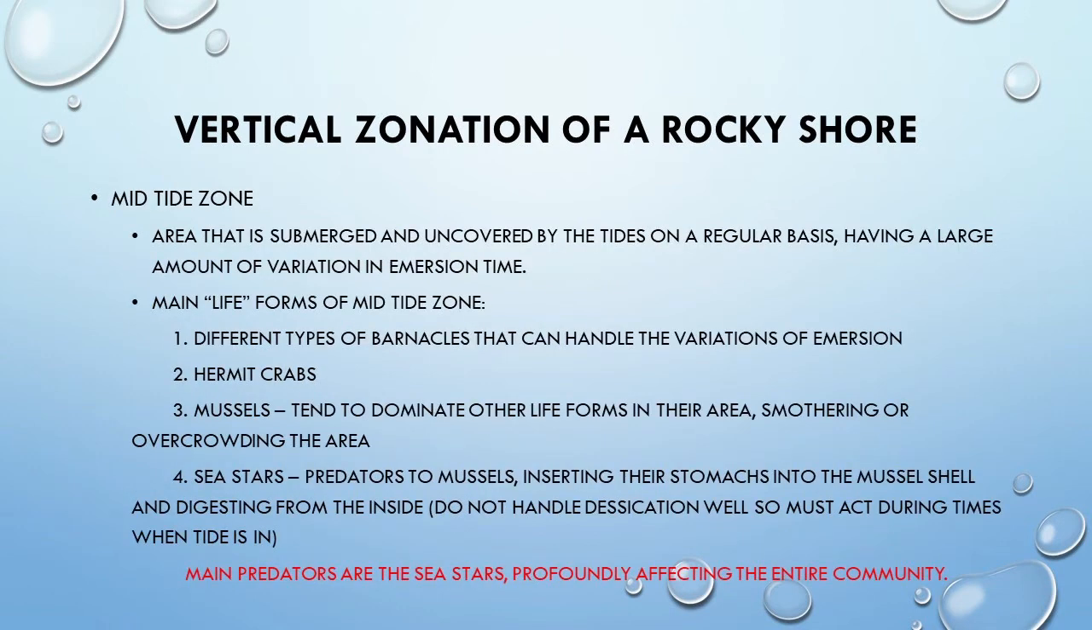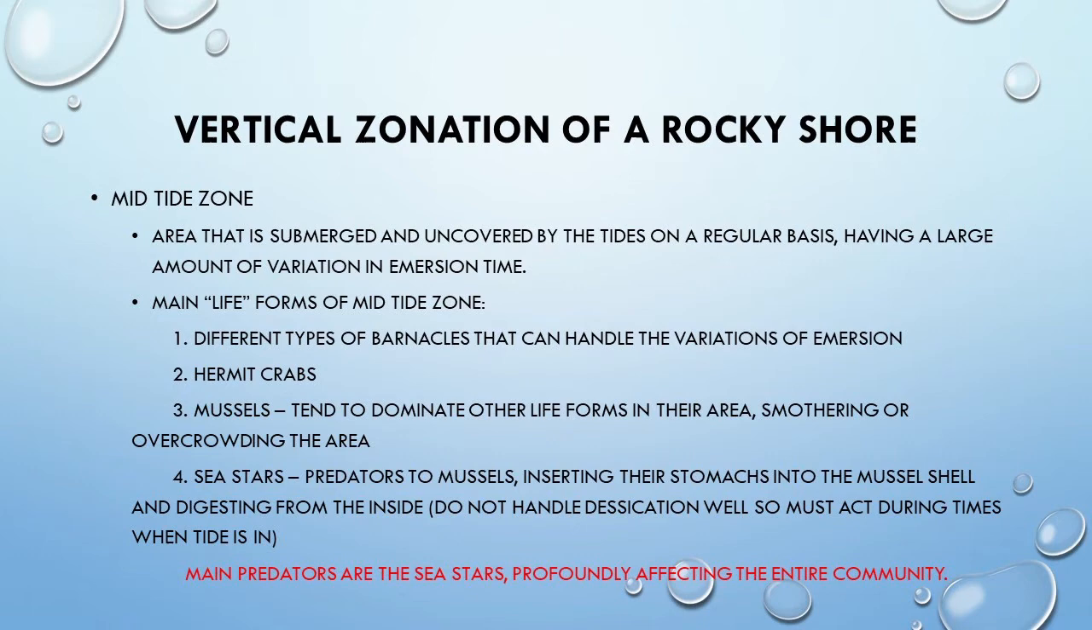The mid-tide zone. The mid-tide zone is the area that is submerged and covered by the tides on a regular basis, having a large amount of variation in immersion time. There are four main life forms of the mid-tide zone. Number one are the different types of barnacles that can handle the variations of immersion. Number two are the hermit crabs. Number three are the mussels that tend to dominate other life forms in their area. They smother or tend to overcrowd the area. Number four are the sea stars.